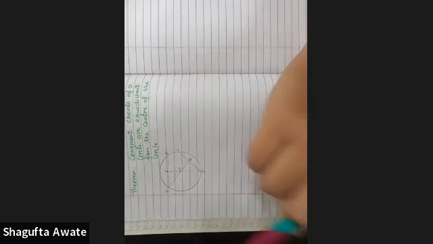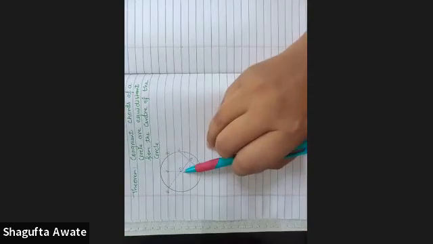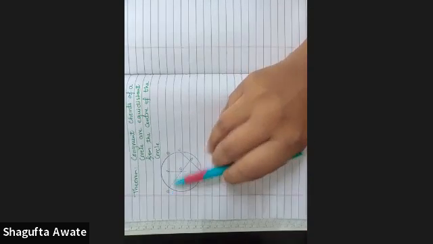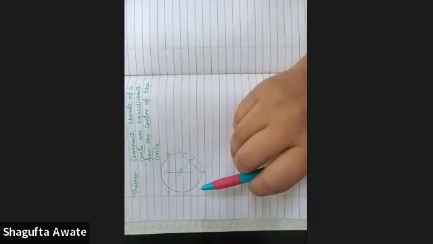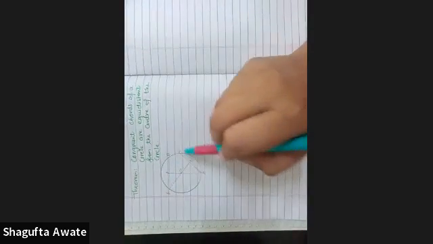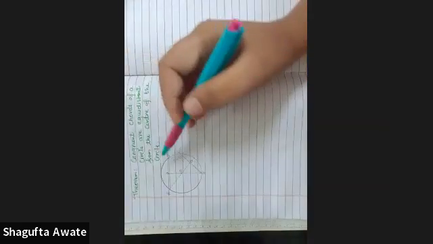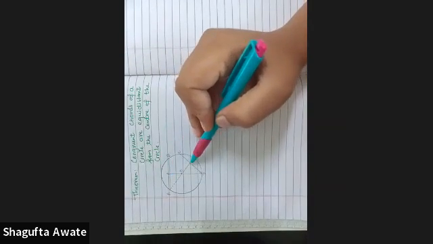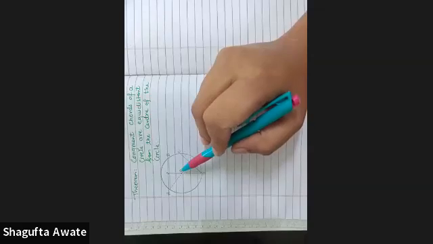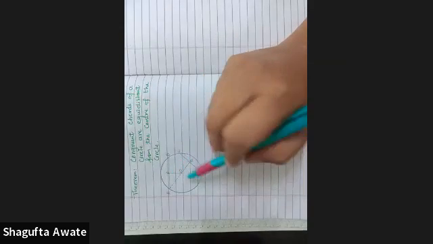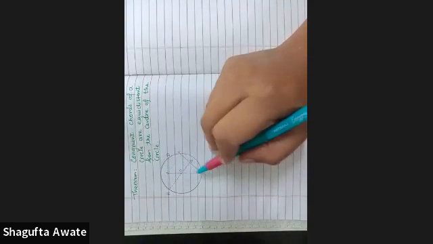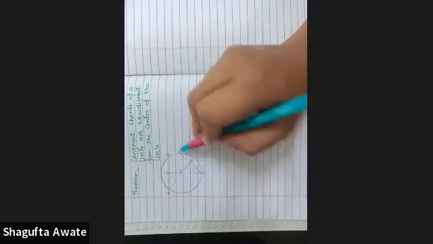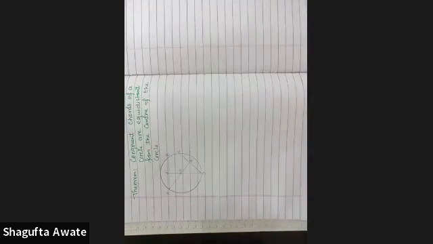So, here O is the center of the circle. AB and CD are the two chords. What we have to prove? These two, AB and CD, are the two congruent chords. These two chords are equidistant. We have to prove that these two chords are equidistant, and the distance of the chord AB from the center of the circle is OP, and the distance of the chord CD from the center of the circle is OQ.